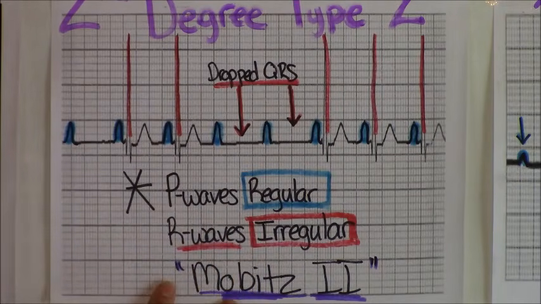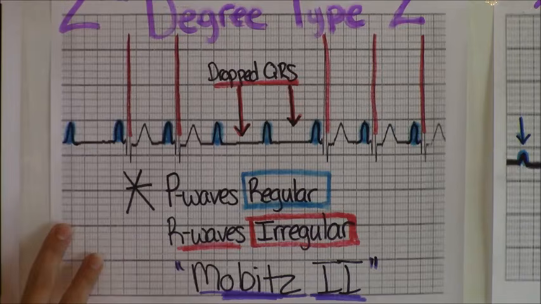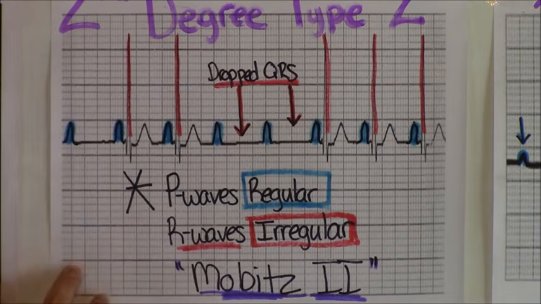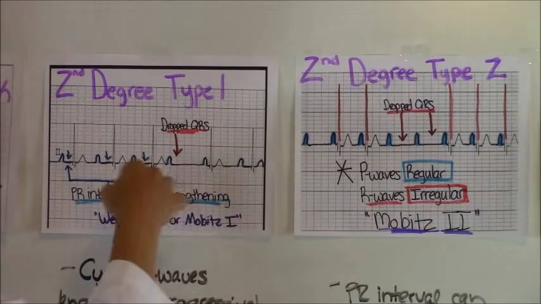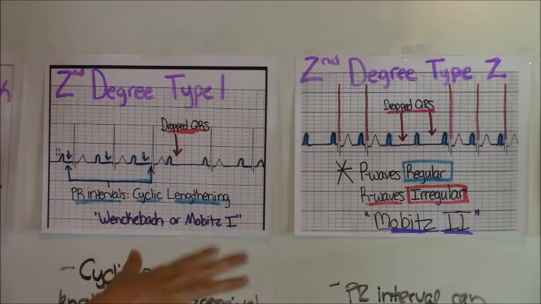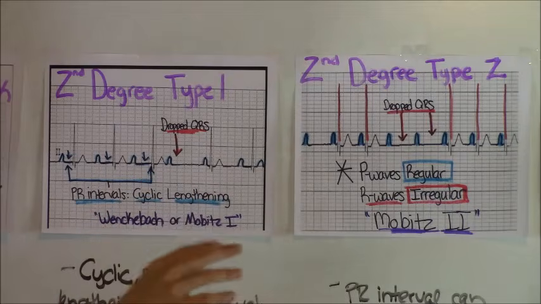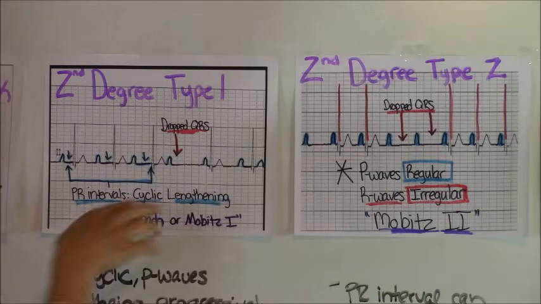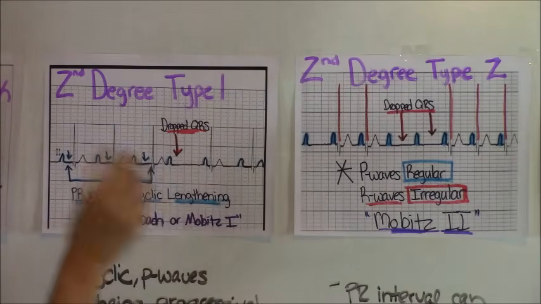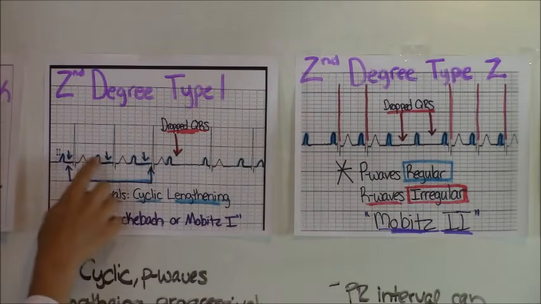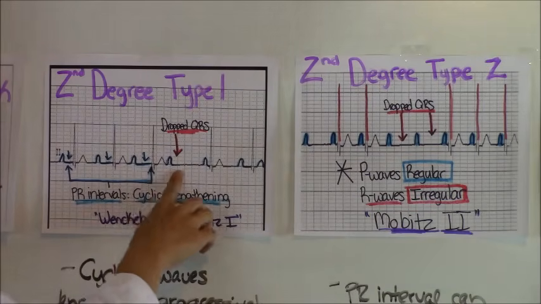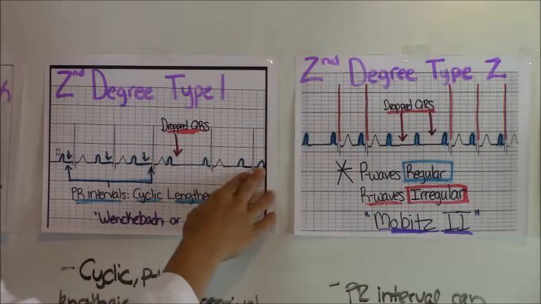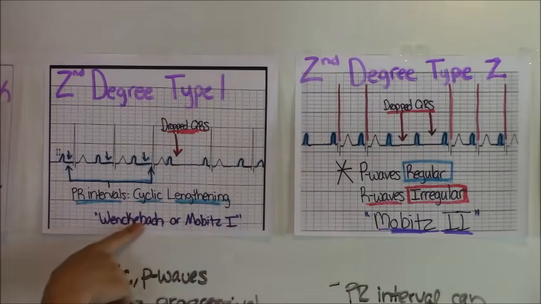So let's compare the first degree and the second degree type 2 just together on the camera, because I want you to see the difference. Okay, I really wanted to go over this difference because a lot of people really get second degree type 1 and second degree type 2 confused. So let's just look again real quick. Remember, second degree type 1, you're going to have the cycle patterns of your PR intervals slowly getting longer and longer, and then bam, it drops a QRS complex, and then the pattern repeats itself all the way over. And the second degree type 1 is known as Wenckebach.